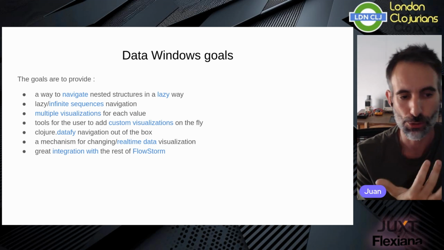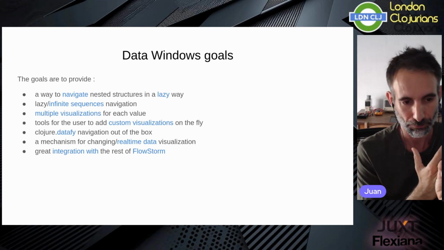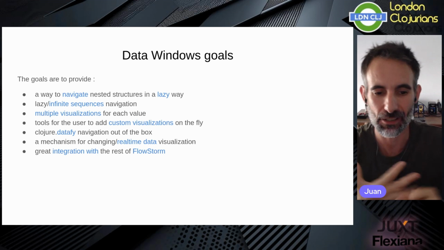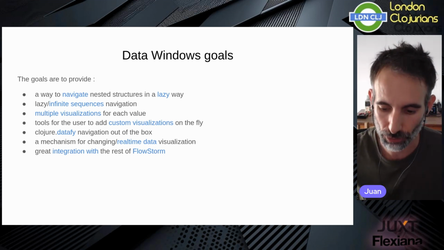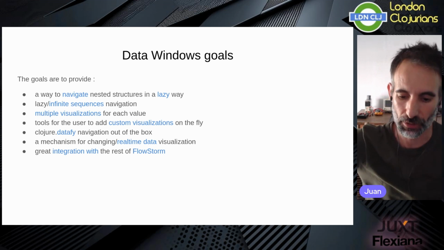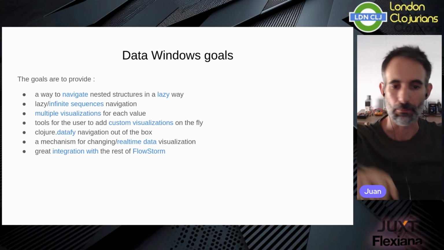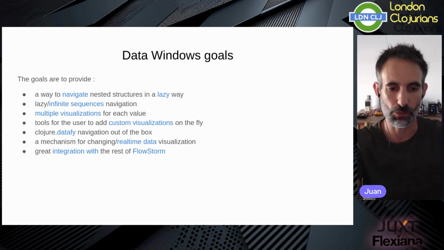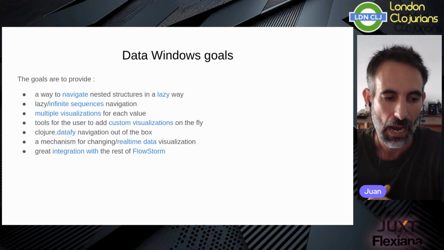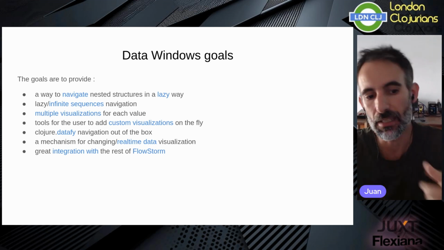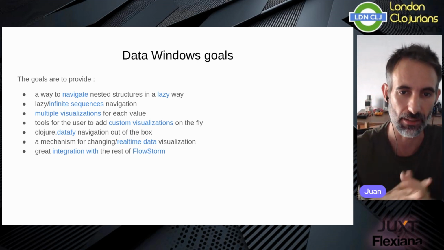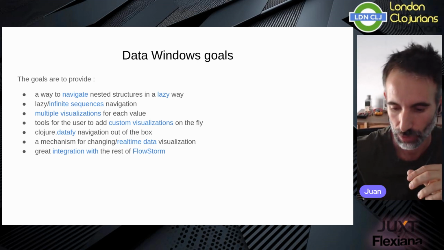I wanted Clojure data file navigation out of the box. Also a mechanism for changing real-time data visualization. So not only static data, but when you're making games or something, when you have some numbers changing very fast, I want to have ways of visualizing them changing in real time and stuff like that. And I also wanted great integration with the rest of FlowStorm. So that's why there are data windows.